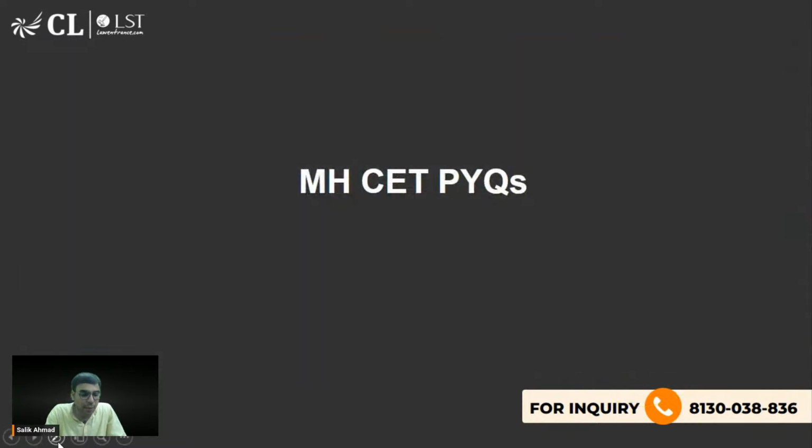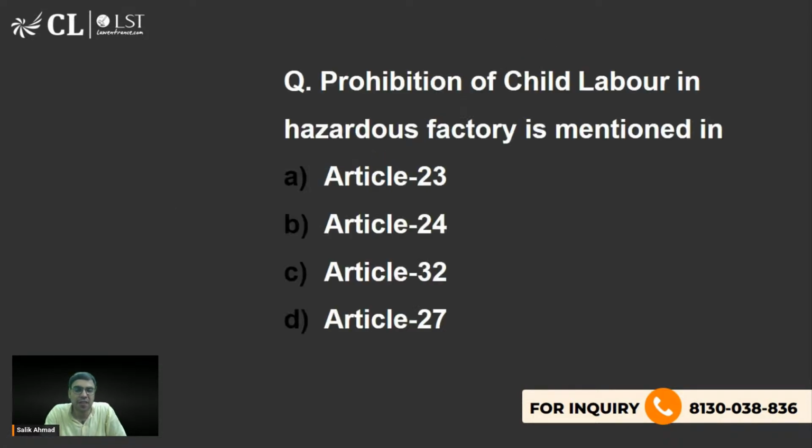Okay, let us discuss some MHCET previous year questions also. So let us begin with the first question. Prohibition of child labor in hazardous factory is mentioned in Article 23, 24, 32, 27.